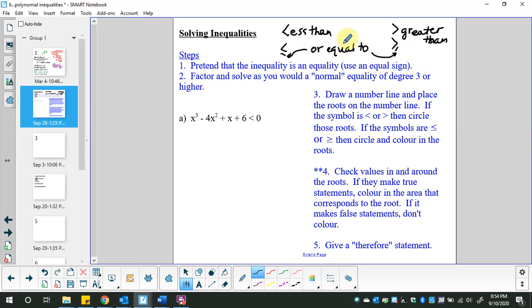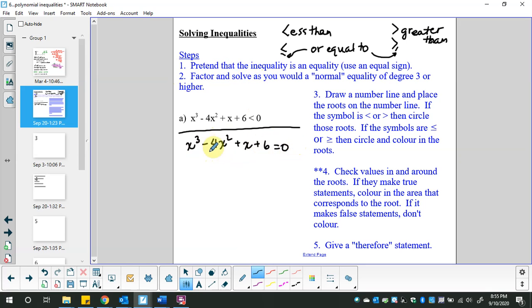and I became a math teacher. So the first thing I want to do with this question is pretend for a second that this question is actually x cubed minus 4x squared plus x plus 6 equals 0. So that's step one, is either writing it down so you can convince yourself that it's like that, or imagining it. And then step two is to factor and solve like you normally would.